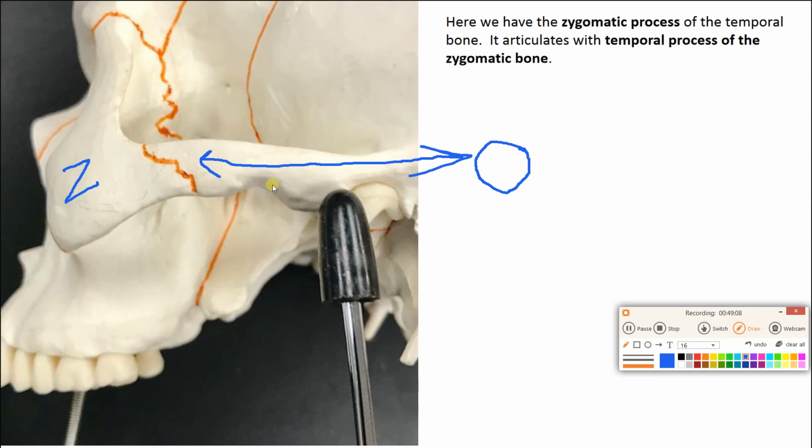And then this little chunk over here is the temporal process of the zygomatic bone. So I know you're going to hate this, but we have a zygomatic process of the temporal bone uniting with a temporal process of a zygomatic bone. All right. Excellent. You can feel this, by the way. Think about the side of your face, cheekbone area right there. You can totally feel this thing.